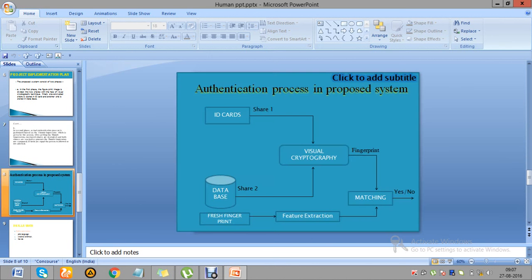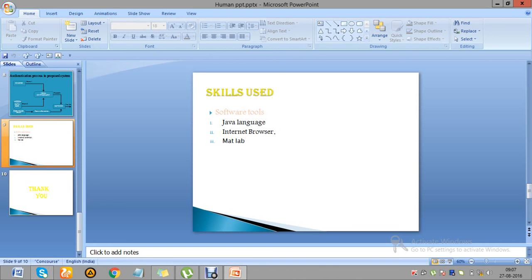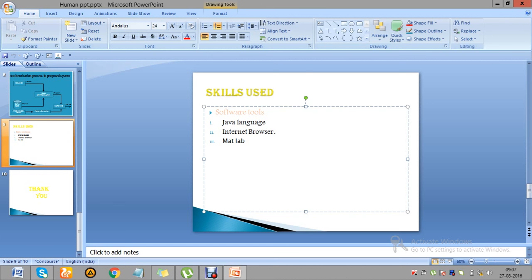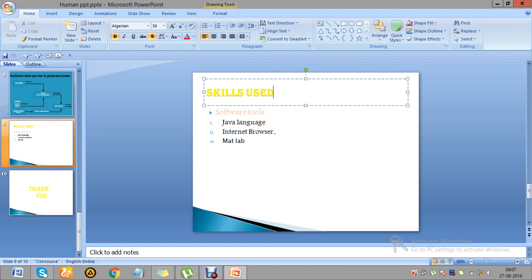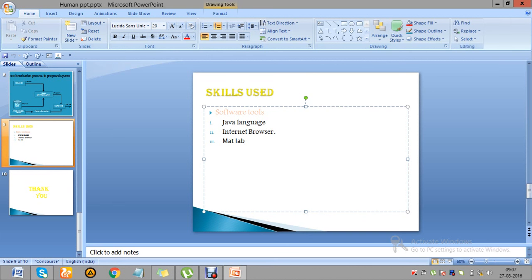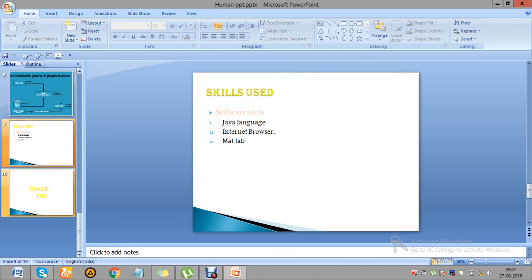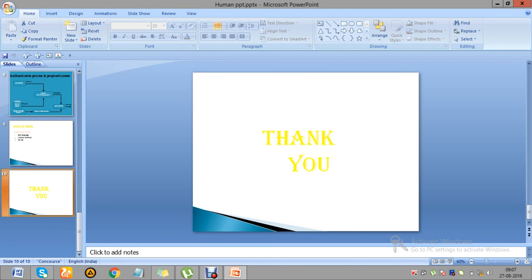Now, three basic components I am using under skills used: the Java language for the coding section, an internet browser for searching from the internet, so many things I am using. And MATLAB is also used in the coding section. Okay sir, thank you so much.